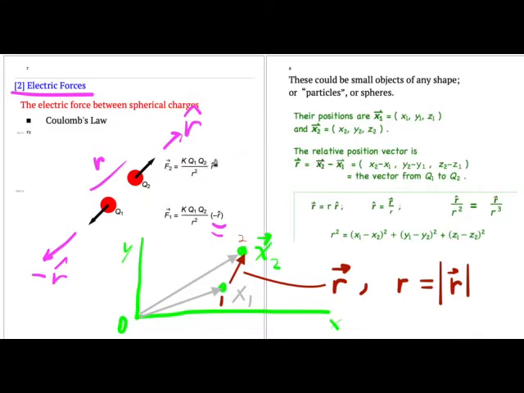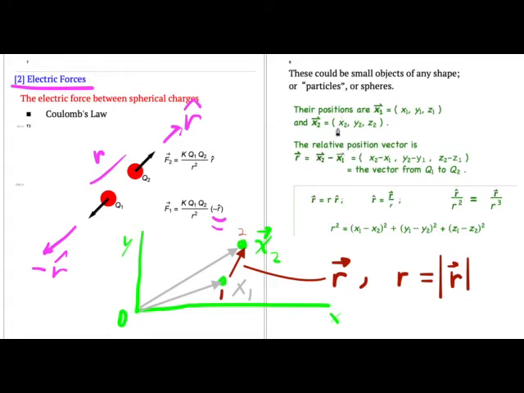The force goes like R hat over R squared. We could write that as R vector divided by R cubed. This is an inverse square law because it's proportional to 1 over R squared. This is a unit vector. I could write it as R vector over R cubed. That doesn't make it an inverse cube law because there would be a power of R in the numerator. It's an inverse square law.